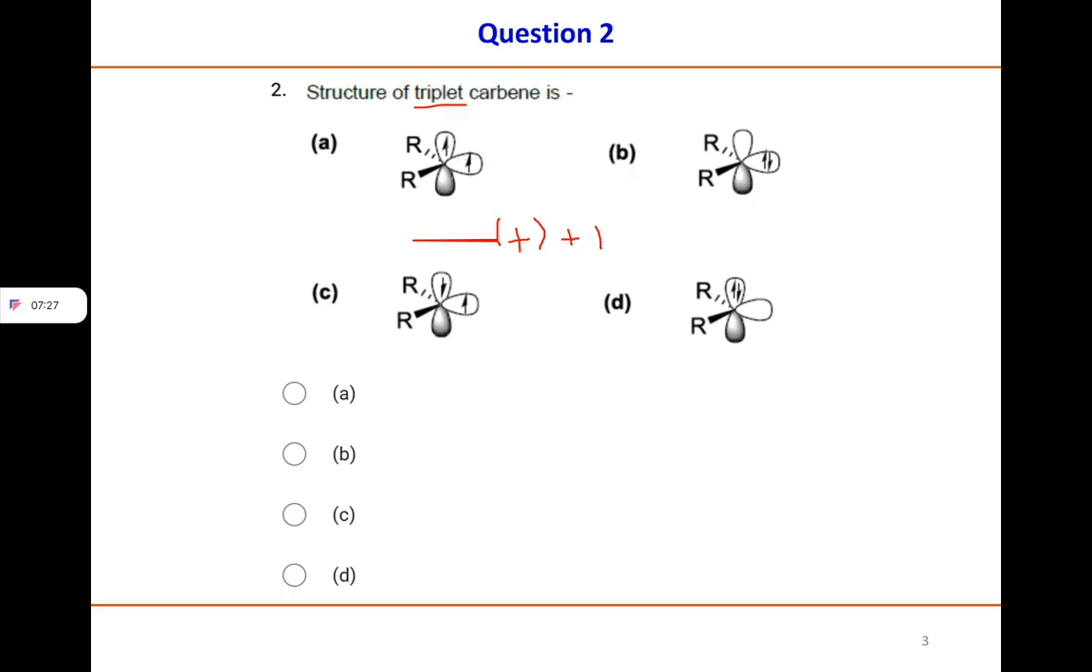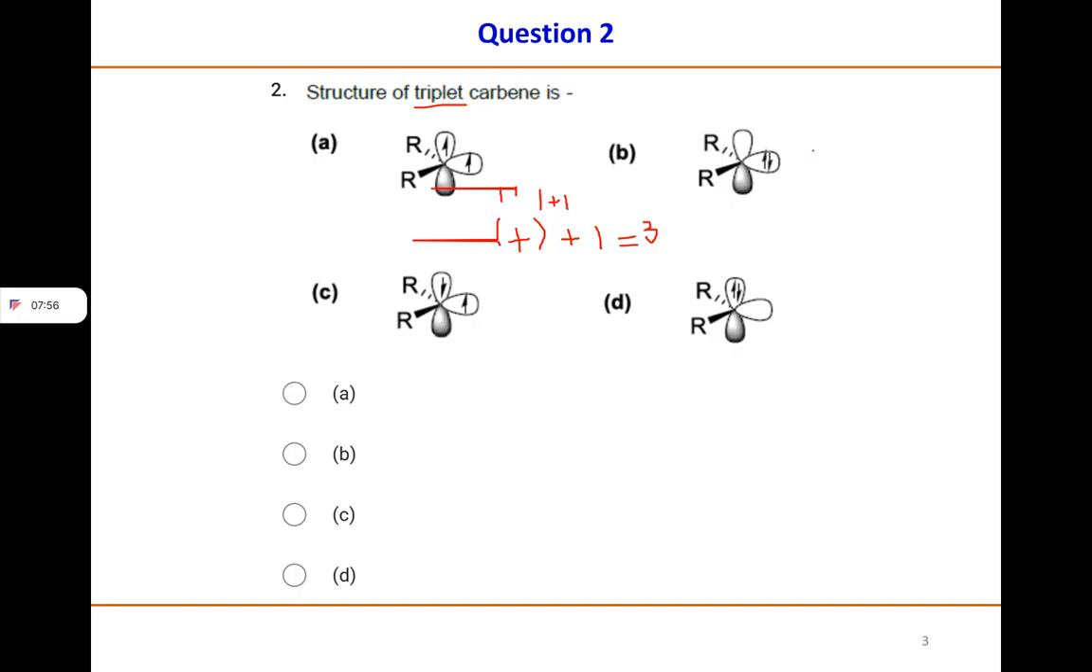Okay, so this spin is up, right? I'm writing 1. Then this spin is also up, so 1 plus 1, and plus 1, then it is equal to 3. Correct?